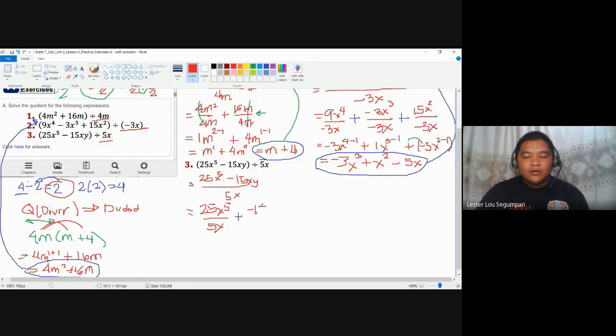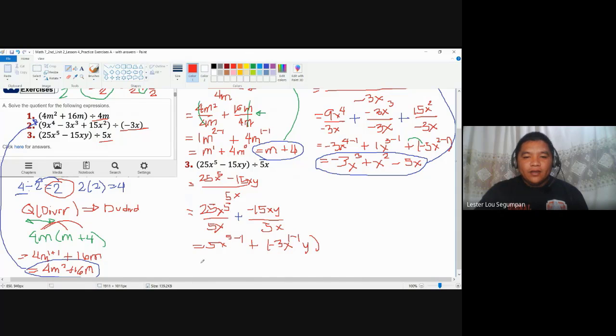Of course, I am just using the safest process, but if you can actually divide this automatically by your own method, your own choosing, well, it's just okay. And then you have 5x. And then you have here 25 divided by 5 is 5, x to the power of 5 minus 1. And then you have plus, 15 divided by negative, I mean negative 15 divided by 5 is negative 3, and x to the 1 minus 1. And then you leave y because y has no other partner.